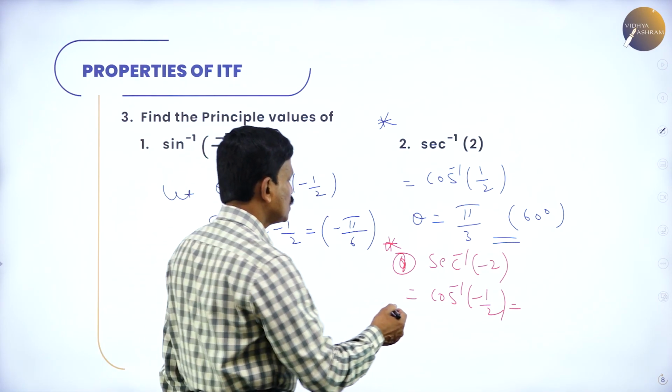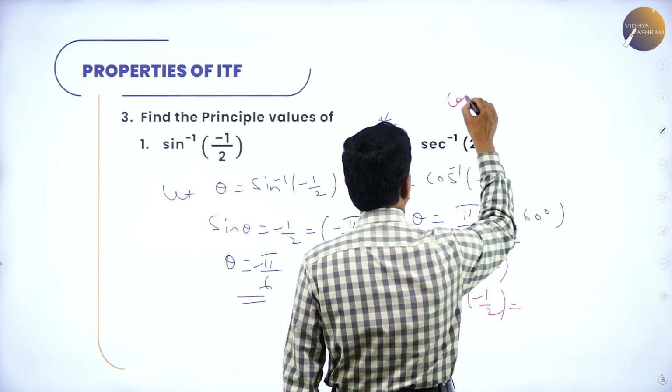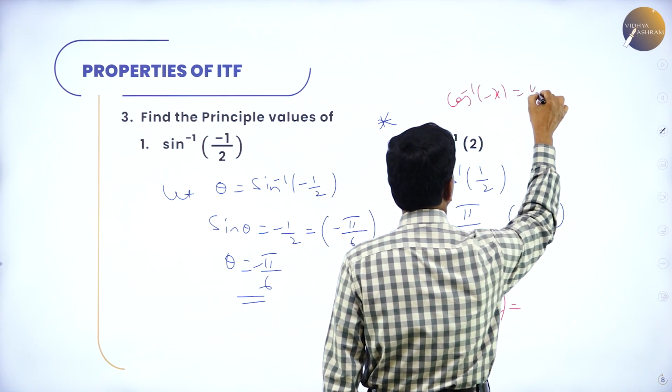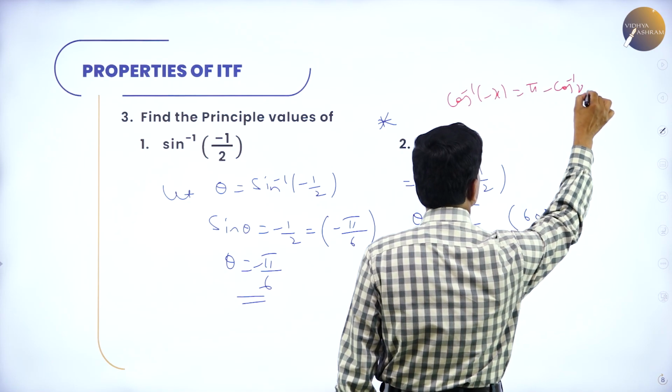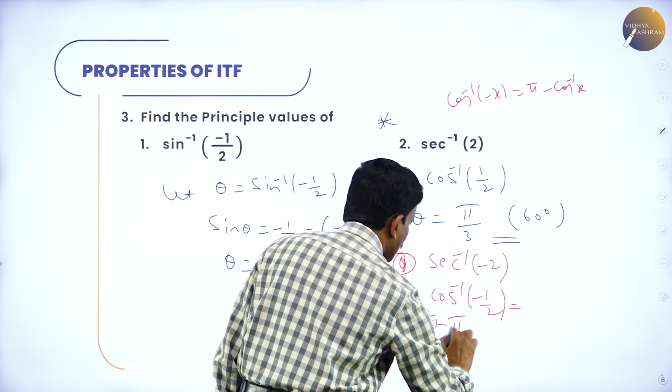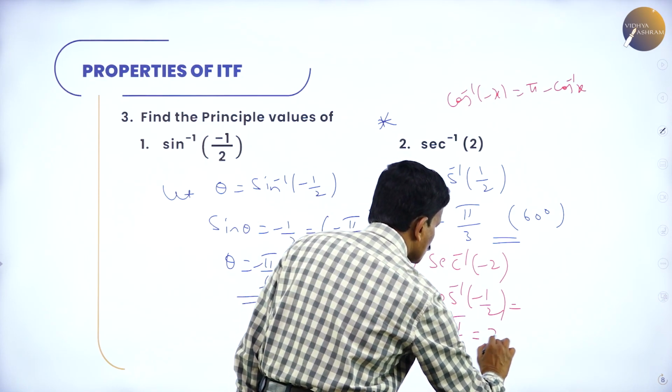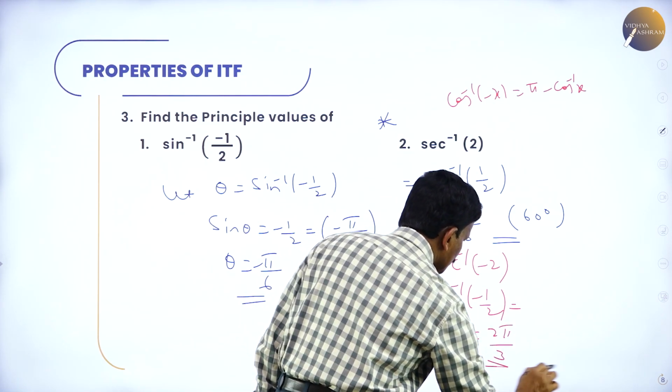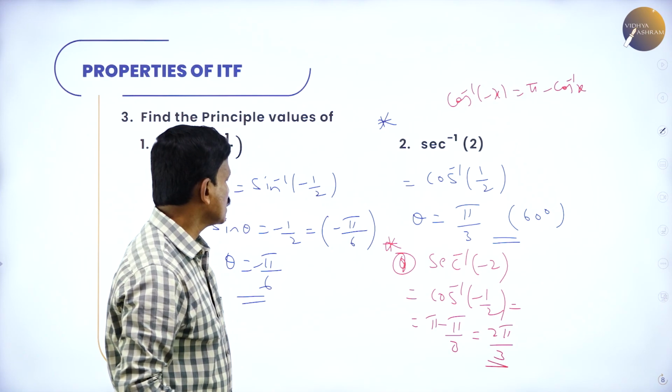Since this is also equal to, we know one formula: cos inverse of minus x is equal to pi minus cos inverse x. Therefore, this can be written as pi minus this particular angle, pi by 3. So, this is equal to 2 pi by 3. Very important problem for examination.